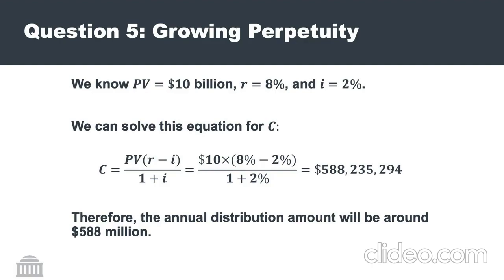This equals 588,235,294, or roughly $588.2 million. Note that the value of $588 million that we found in this question is significantly lower than the constant distribution value that we found in part A, which was $800 million.